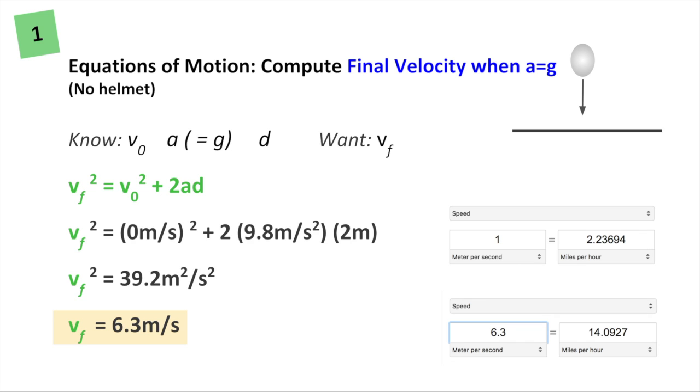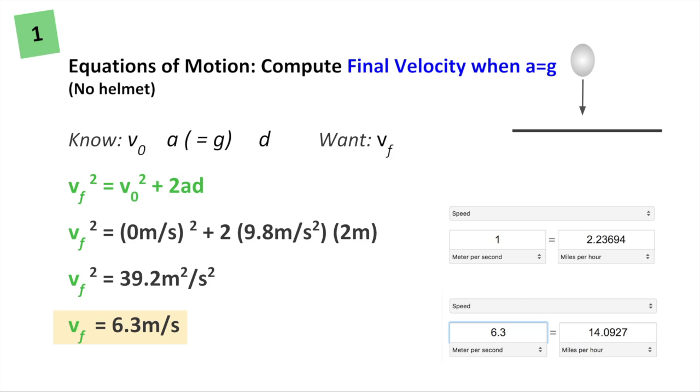So let's take a few example problems. First, let's look at the equation of motion and try to compute a final velocity for a falling egg when it's just the egg being dropped, with no type of protective device, so that for the most part the acceleration that it experiences is just gravitational acceleration. So a equals g.